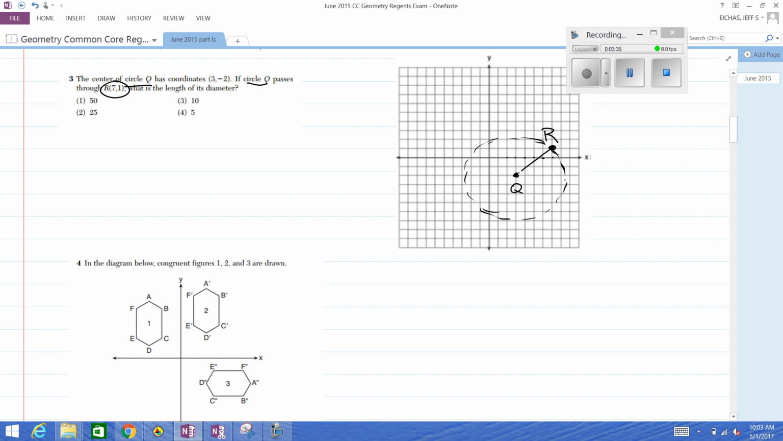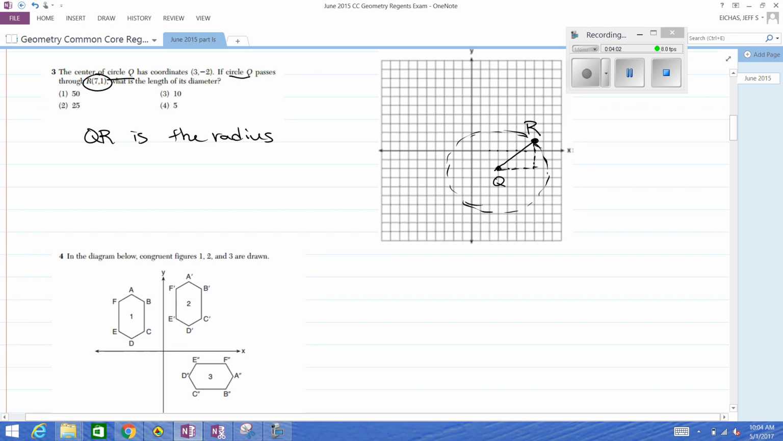What we're saying is QR is the radius. So they want us first to comprehend that. Second, we essentially have to find the length of QR and double it. Some people use the distance formula. What we tend to do in my class is use the right triangle Pythagorean theorem. So we'll count the squares, 4 this way, 3 that way. I'll go through the Pythagorean theorem, but we hopefully know that it's going to be 5.